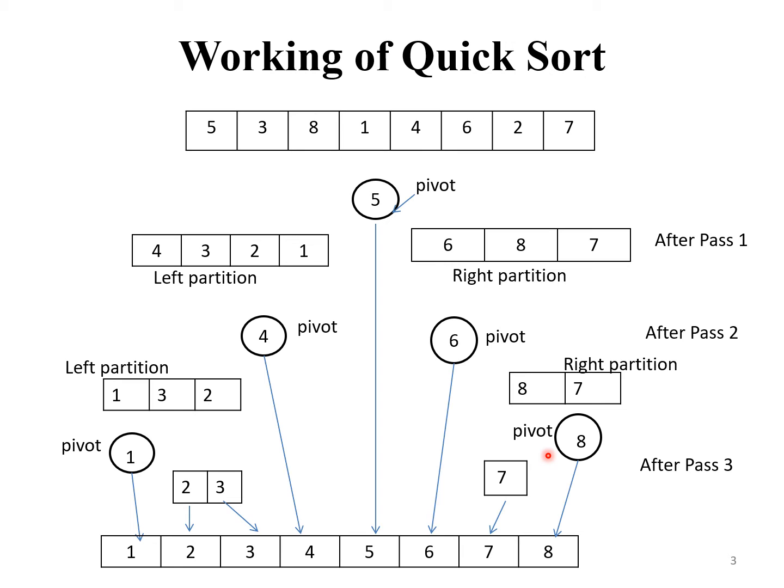So we repeat this process till we get only one element. So we find the fixed places for all the pivot elements and we get the sorted array. So now the sorted array is 1, 2, 3, 4, 5, 6, 7 and 8.